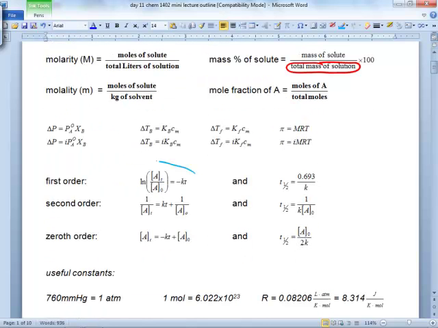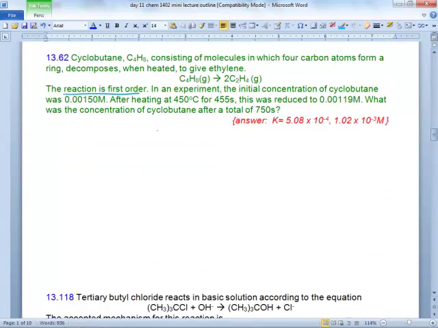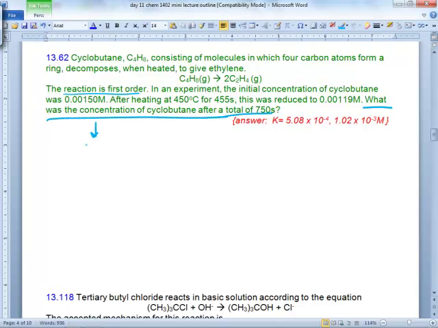Yeah, she's reading out this one, right? Because they said first order, and what symbol in here is our answer? What variable? Go back so you can see what the question was. What variable is our answer? A with a little t, right? What was the concentration after 750 seconds? There it is right here. That means A_t equals what?